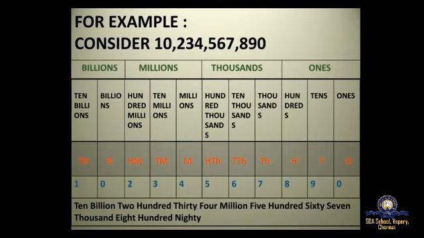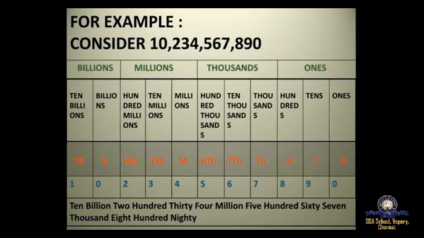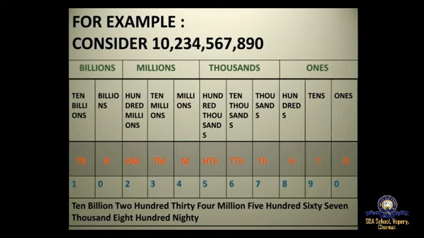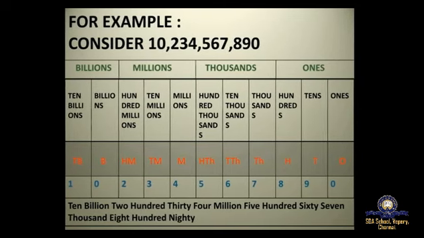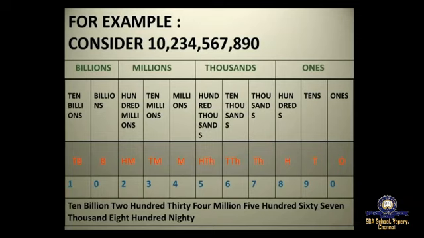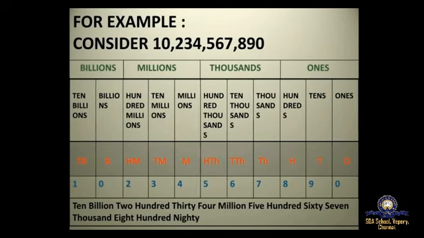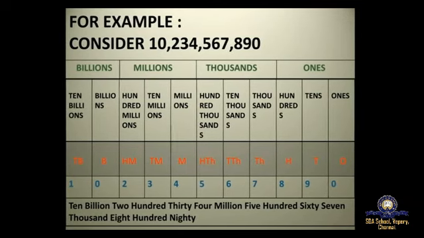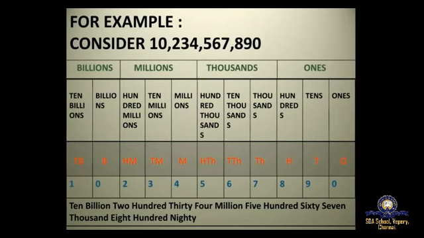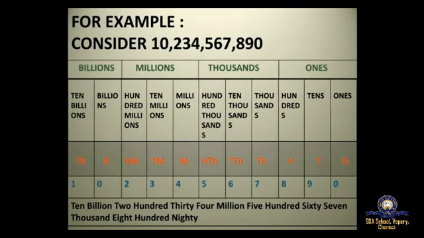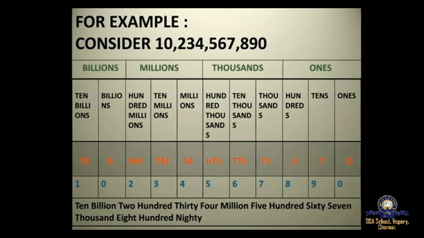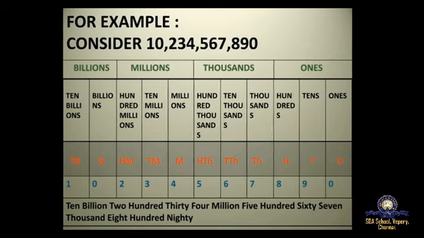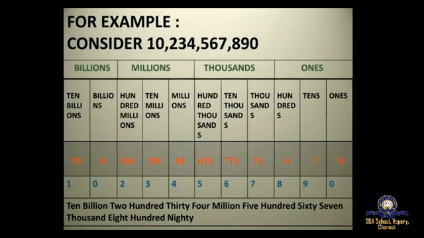So 0 is under the ones place, 9 comes under the tens place, 8 in the hundreds place, and 7 in the thousands place, 6 in the 10,000s place, 5 in the 100,000s place. And next, 4 comes under the millions place, 3 comes under the 10 millions place, 2 comes under the 100 millions place. And next is the 0. 0 is going to come under the billions place, and 1 is going to come under the 10 billions place.